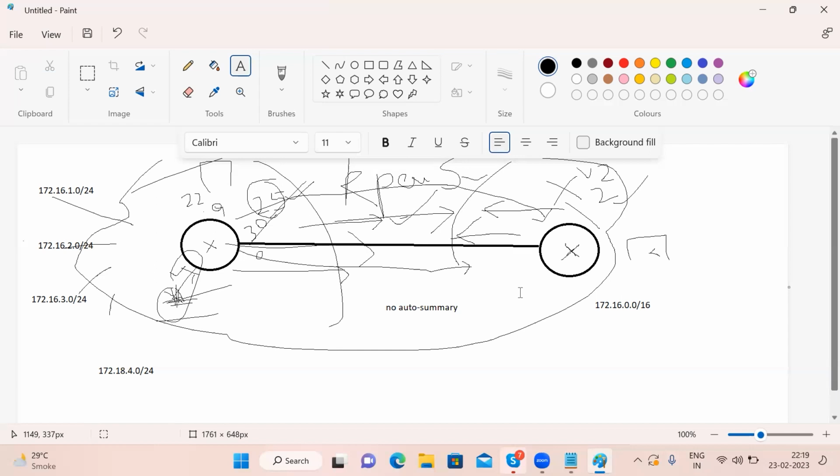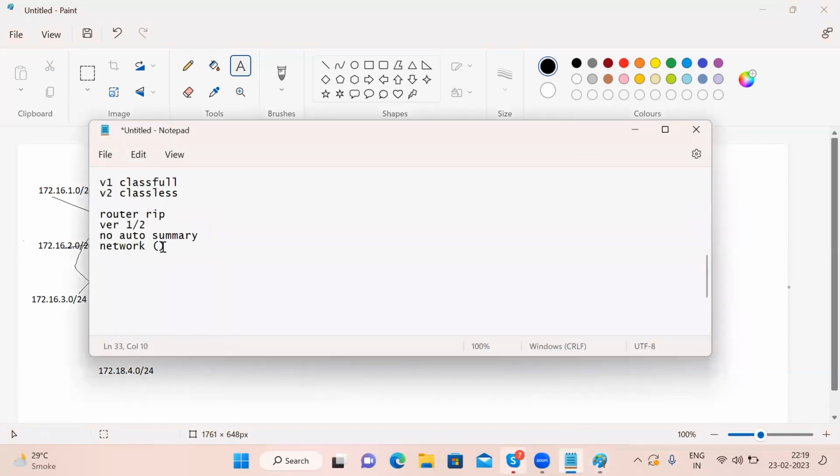Then to advertise your network, you use the network command, and whatever network you have configured on your router, that will be your network ID. Network and network ID.